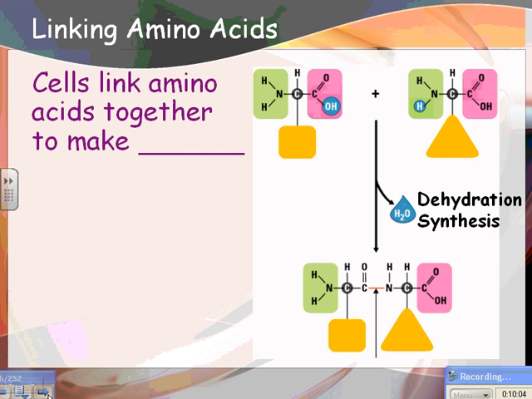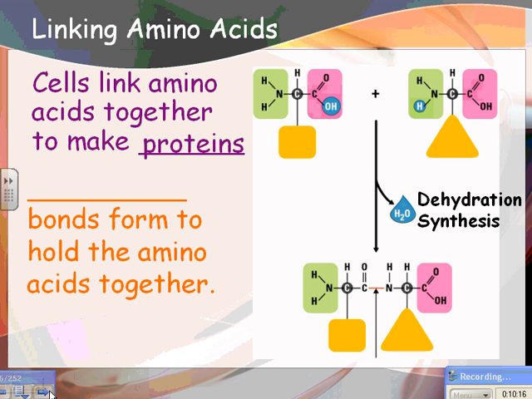Cells link amino acids together to make proteins. And so here's an amino acid and an amino acid. When you join them, if there's only two, it's called a dipeptide, di for two. But if you join a lot of them, you'll get a protein. And covalent bonds form to hold the amino acids together. So this thing is called a covalent bond. It's a strong bond where you share electrons between the two.